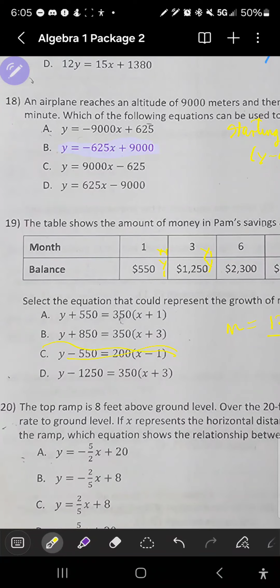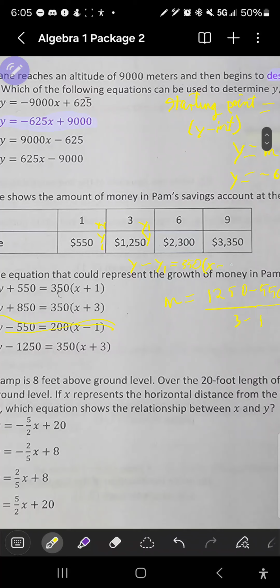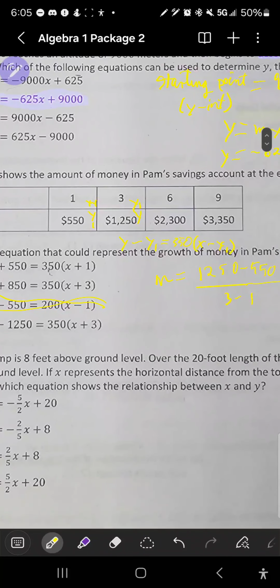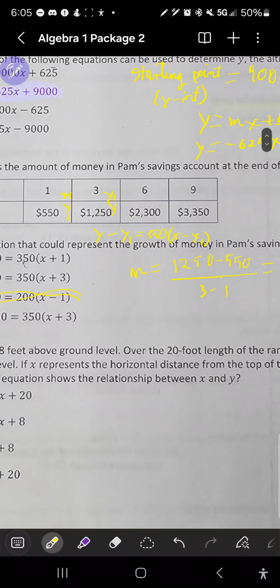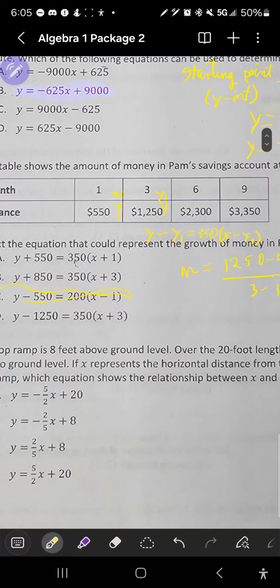Now the only difference is in your formula. And your formula in this case is going to be y minus y1 equals 350 times x minus x1. You need to substitute a value that will fulfill those requirements. This is easy to do with a calculator, but I don't think you can use it in the test.